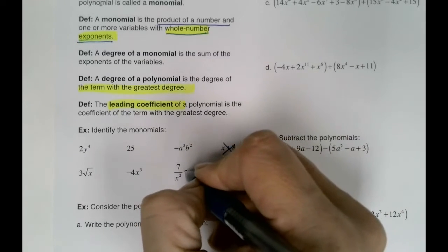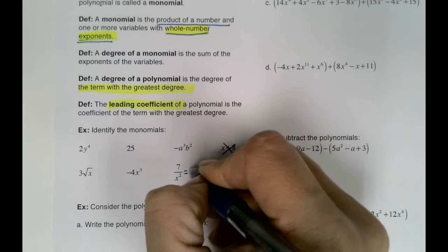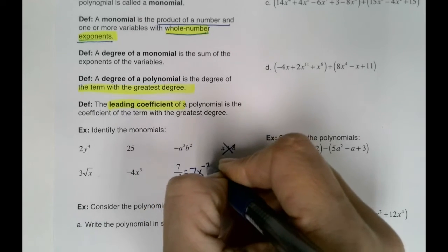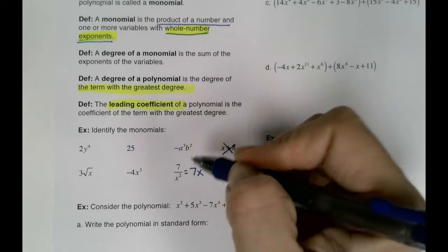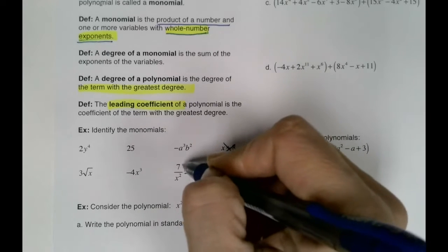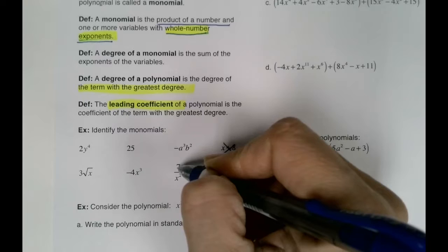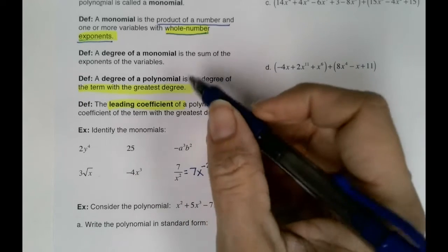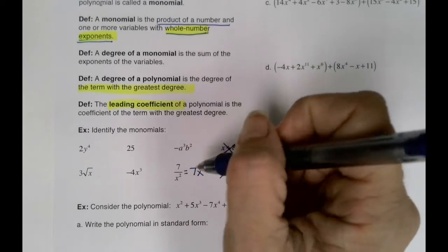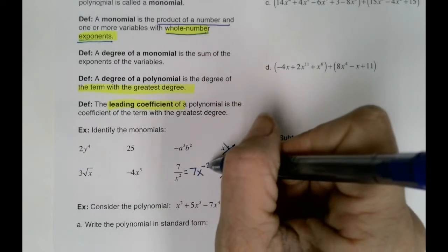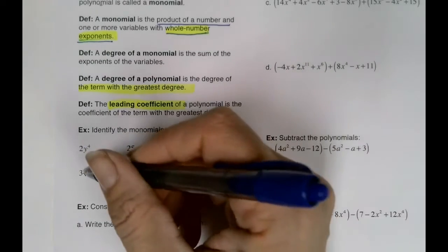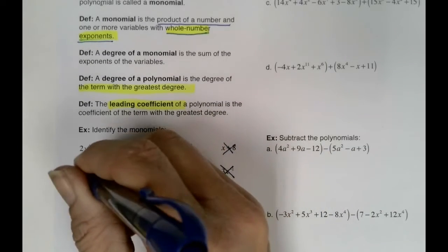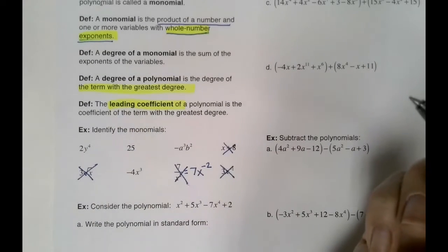And this right here can actually be written as 7x to the negative 2. So there are two things that make this not a monomial. First of all, you're doing 7 divided by x squared, which it says you need to multiply. And then also if we rewrite it, it's a negative exponent. So that one is not one. This one right here has a square root. You don't want square roots in your monomials.